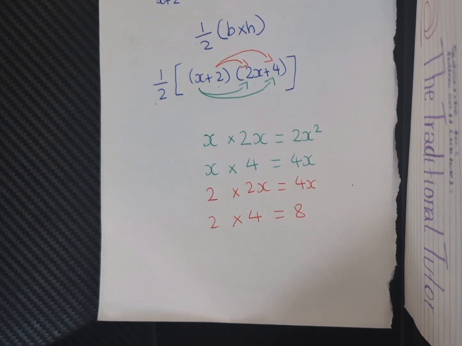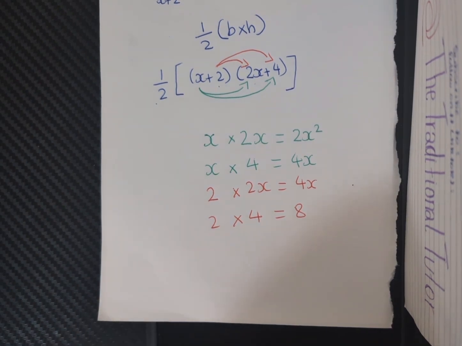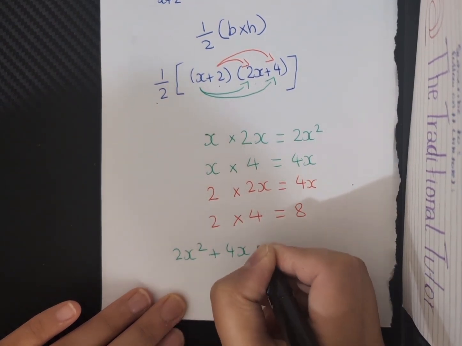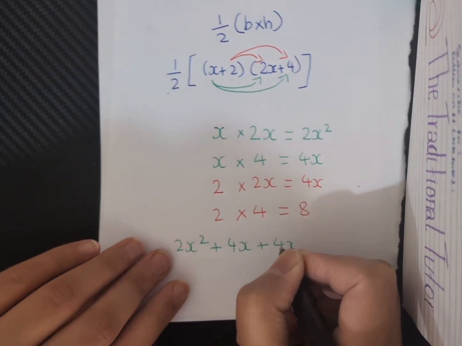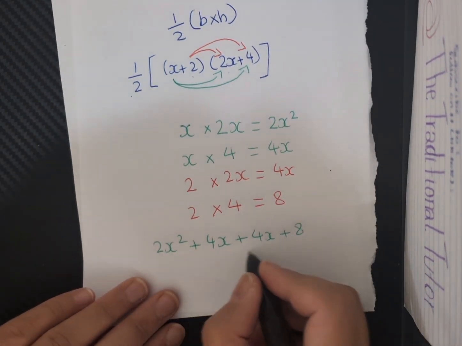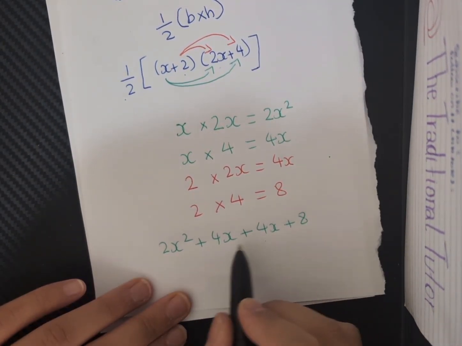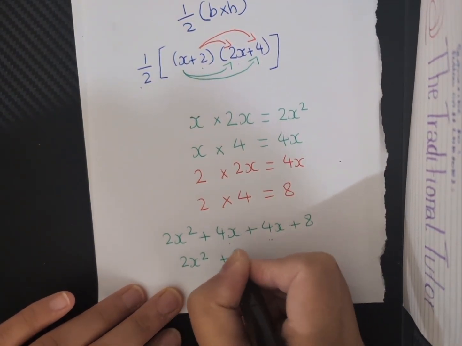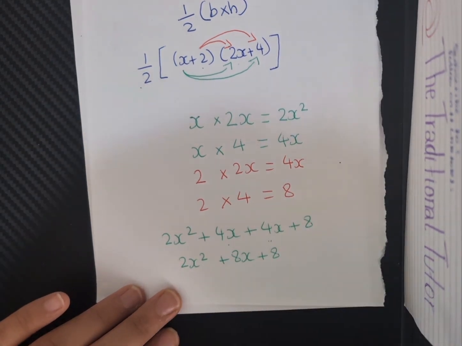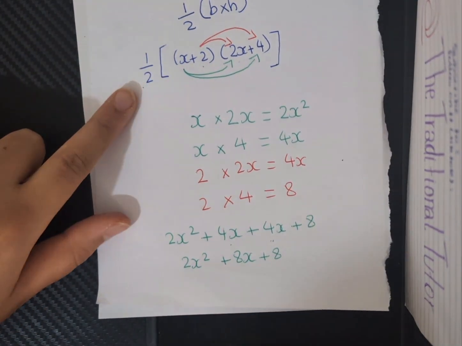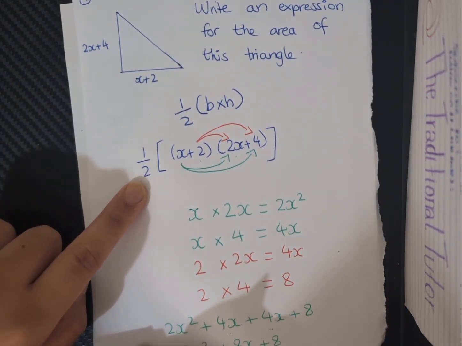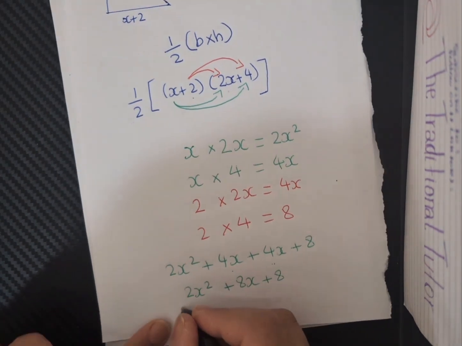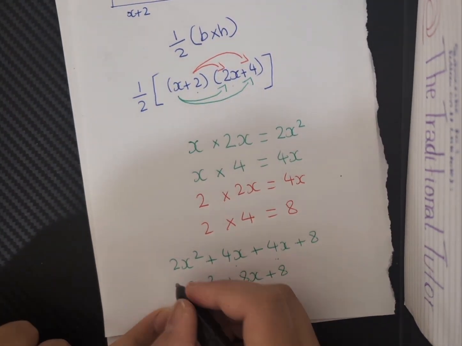Now I need to write out my full answer. So that is 2x squared plus 4x plus 4x and then plus 8. Collecting my like terms, the only like terms I've got are 4x and 4x, so I'm going to add them together. That gives me 2x squared plus 8x plus 8. Now, going back to my question and my working out, I need to remember to halve my answer. So, halving my answer.